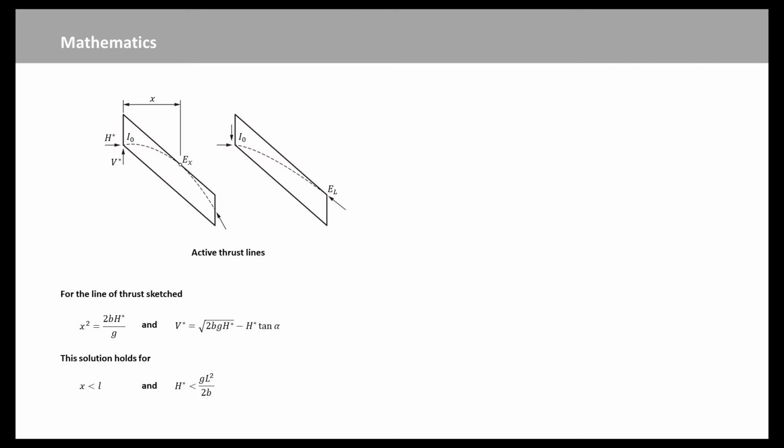For values of H star greater than this, the line of thrust passes straight through the flying buttress, from nave to main buttress, as sketched in this figure. It is clear that since there is no possible mechanism of collapse for the plate band, the value of H star can be increased until the crushing strength of the stone is reached.